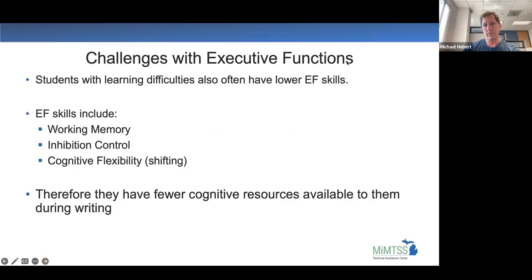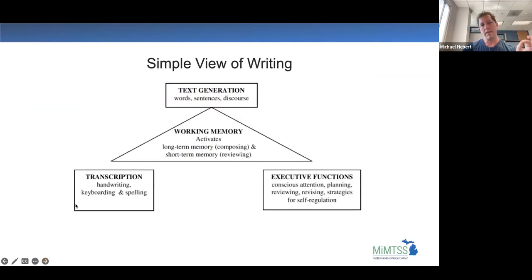So here are some challenges. Sometimes when kids are writing, they might have challenges with executive function skills like working memory, inhibition, and cognitive flexibility. They might have fewer resources available when they're writing. In the simple view of writing, you can see that transcription skills like handwriting, keyboarding, and spelling are at the bottom vertex of the triangle. And then you've got executive function skills like attention, planning, revising, and strategies for self-regulation on the right-hand vertex.